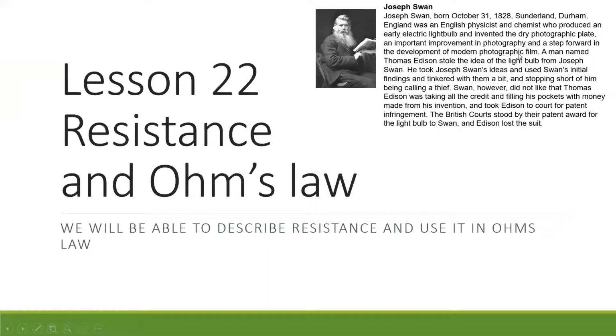Today's fact is about Joseph Swan, who was born on October 31st, 1828. Given that we're talking about resistance, it's actually a perfect lesson to talk about Joseph Swan. He was an English physicist and chemist, and he produced an early electric light bulb. He also invented the dry photographic plate. Photographic plates used to have to be wet. You used to have to put the chemicals on it. He was one of the first people to make it dry, an important improvement on photography and a step towards the development of modern photographic film.